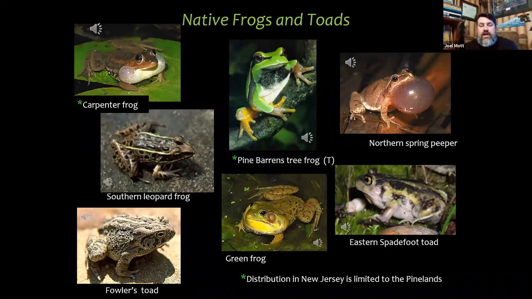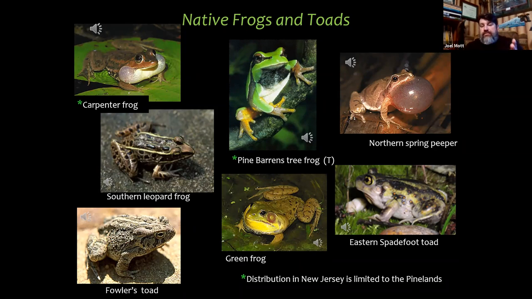Here are some of those other native Pine Barrens frogs, or Pinelands frogs. We have the carpenter frog up here in the corner, and the carpenter frog, similar to the Pine Barrens tree frog, calls in that kind of transition May, June to July, and we'll play the sound for you guys. Kind of sounds similar to somebody hammering a nail.